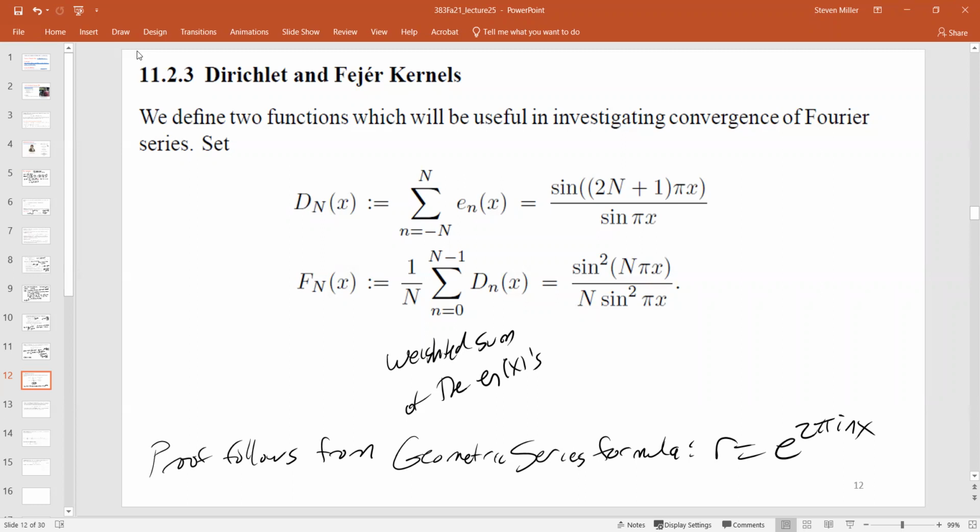Now, for an approximation to the identity, we need three things. We need almost all of the mass concentrated near the origin. We need that it's non-negative and that it integrates to 1. The first one is a nightmare. It oscillates. And so the first one, the Dirichlet one, is not an approximation to the identity. This is why Fourier series is so hard to work with.